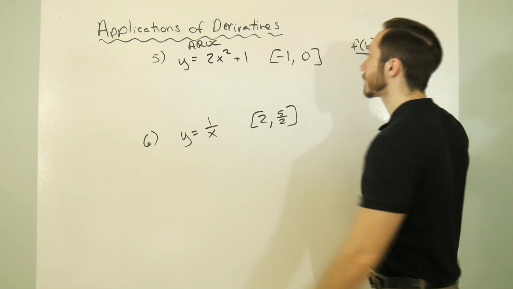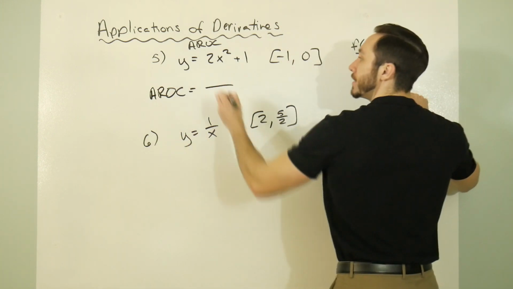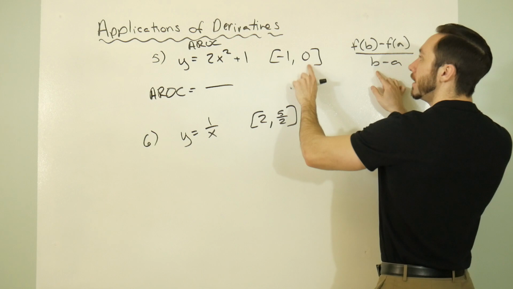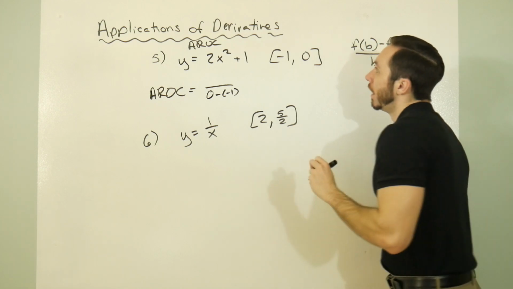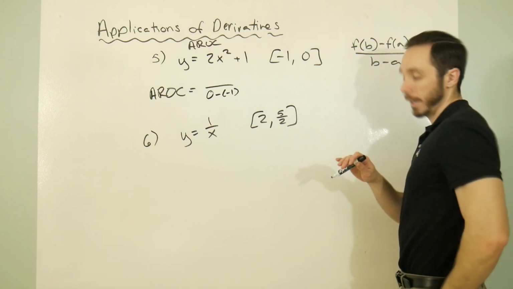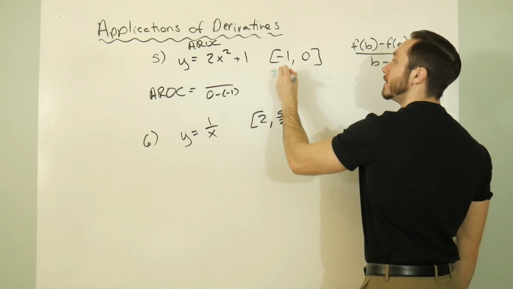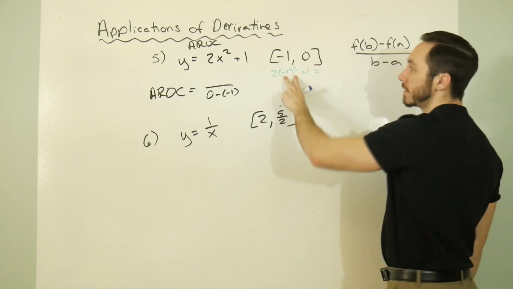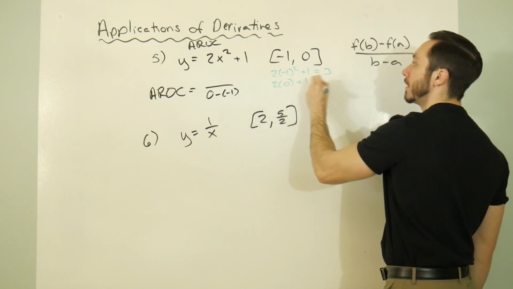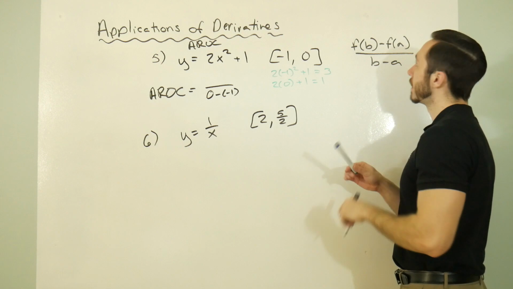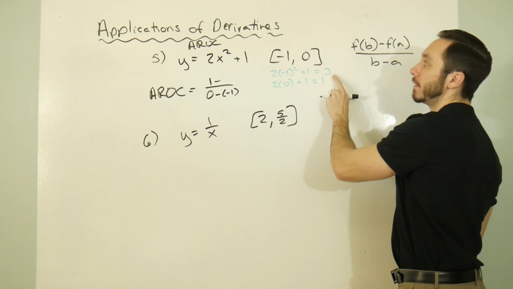So we're going to do this. Denominator, so sometimes people say AROC is equal to average rate of change. Denominator is just going to be B minus A, so it's going to be 0 minus -1. And then numerator, you want to evaluate them. So I guess we can do that off to the side in green here. So if I want to evaluate, say -1, 2 times -1 squared plus 1, this is 3. And likewise, 2 times 0 plus 1, well, this is just going to be 1. So when I plug these in, this was my f of b, and this was my f of a.